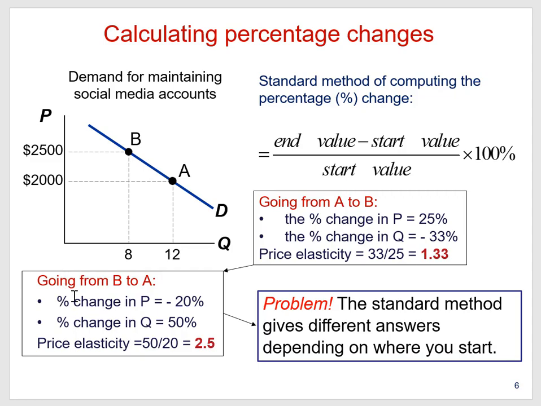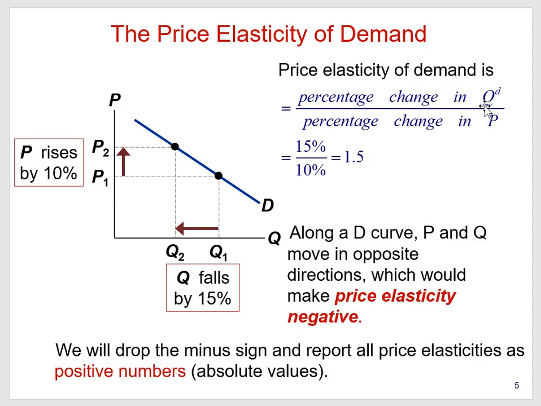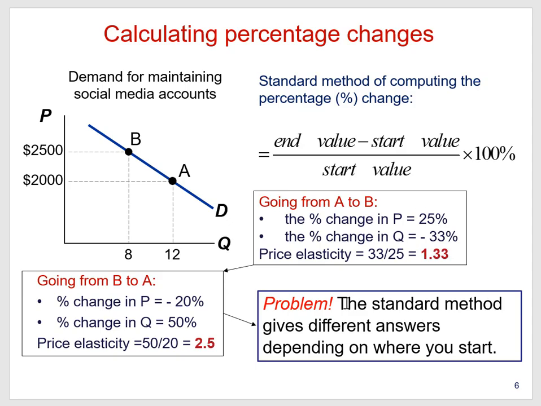To calculate the percentage change, again we'll use the standard method of computing the percentage change. So the percentage change in price is minus 20%, using these two values in this formula. And the percentage change in quantity demanded is 50%. If we plug the values into the standard elasticity formula, which I introduced earlier, percentage change in QD over percentage change in P, we get 2.5. This is a little surprising, isn't it? When we move from A to B, we have 1.33, but when we move from B to A, the result is 2.5.